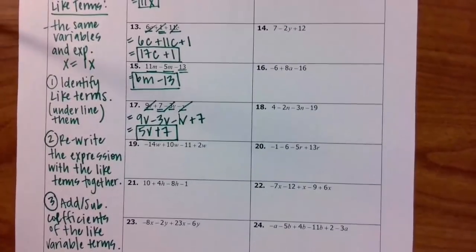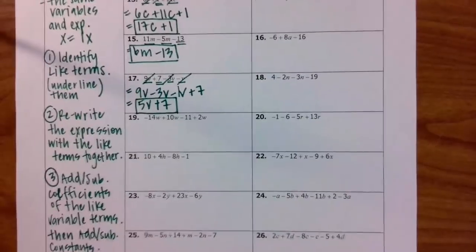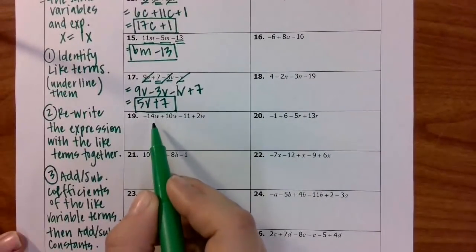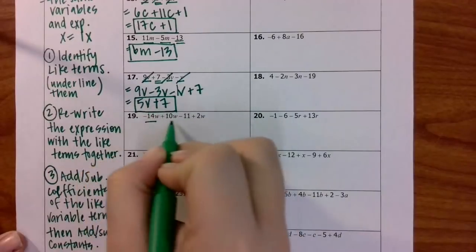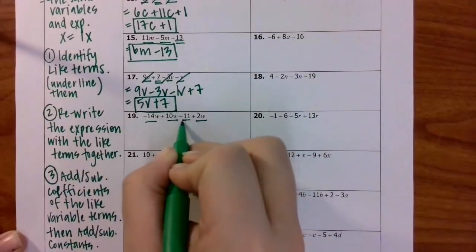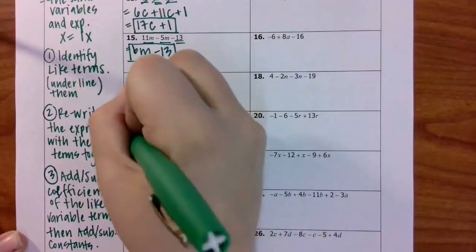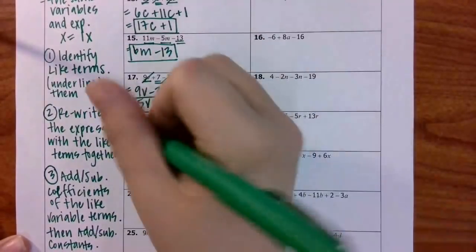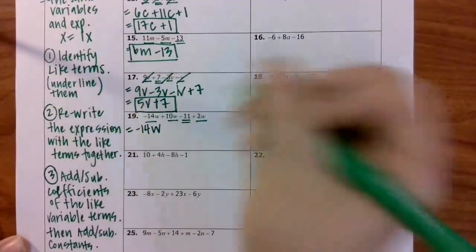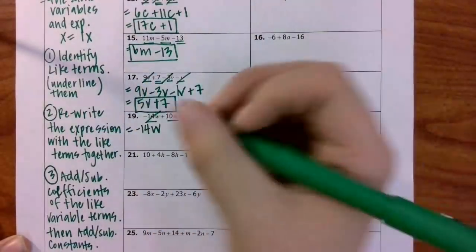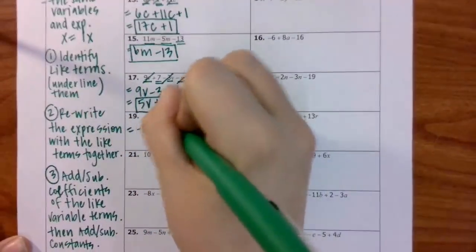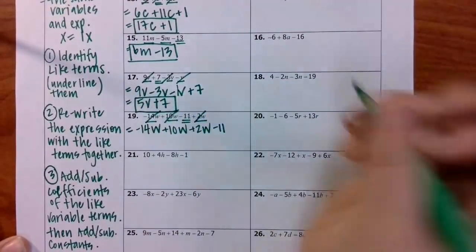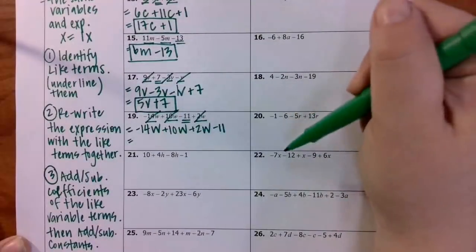Moving on to 19. Negative 14w, 10w, and 2w are my like terms. The only constant I have is that. I'm going to rewrite the expression with like terms together, so negative 14w, remember what's in front of it goes with it, plus 10w, plus 2w, minus 11. Remember, in your practice problems, I need to see the exact same steps.